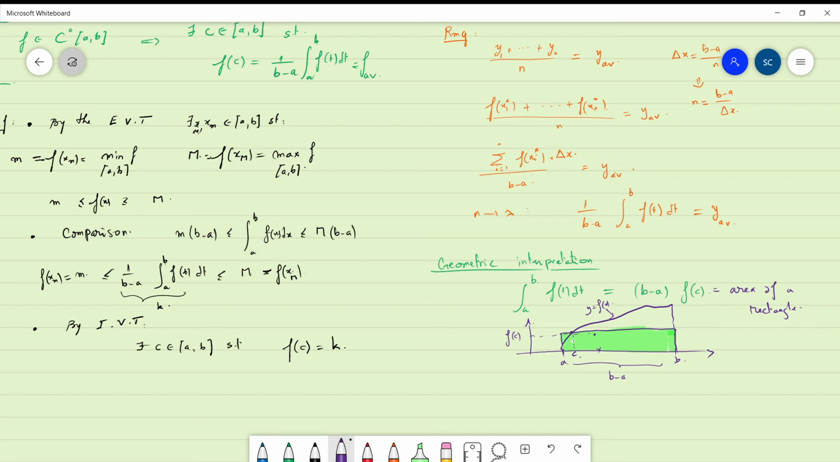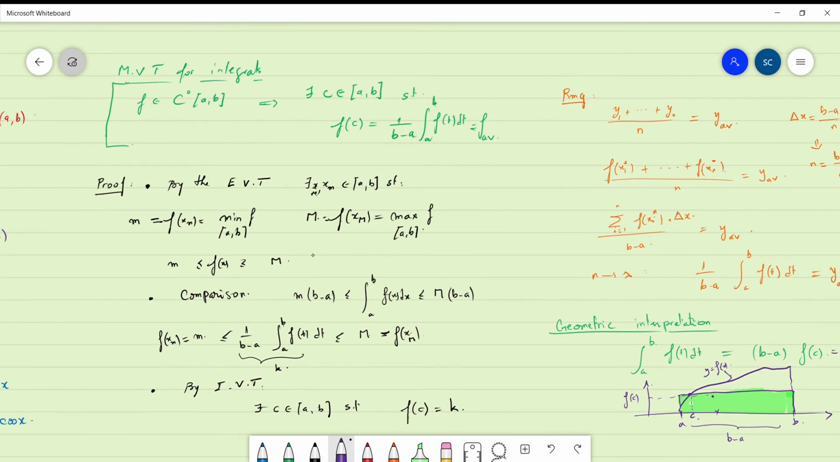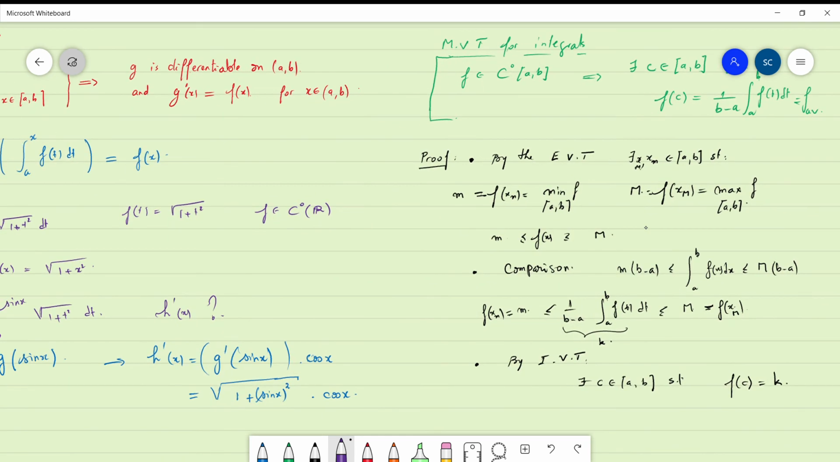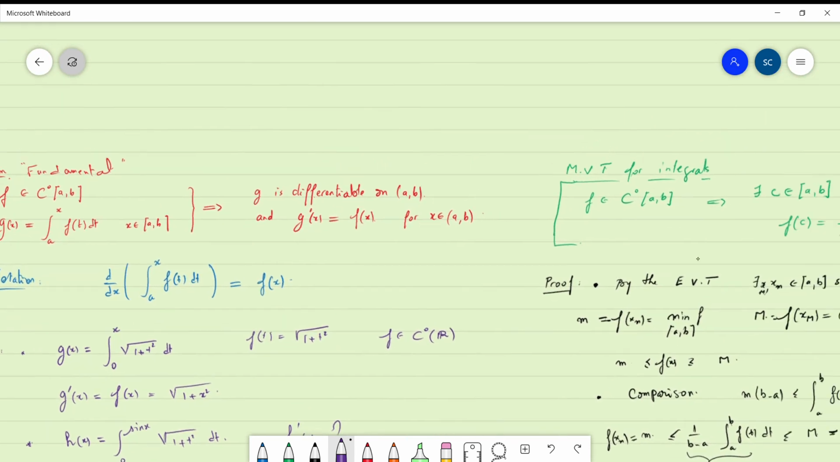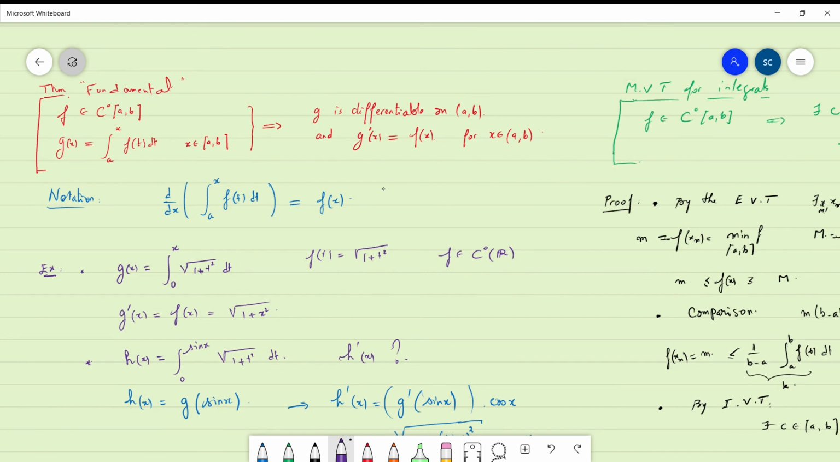For the first theorem, we will see its applications later. Why is it so important? We will see it. It's not just for derivatives, but it's more. So this is about the fundamental theorem and the mean value theorem for integrals. Okay, so this is what we saw today.